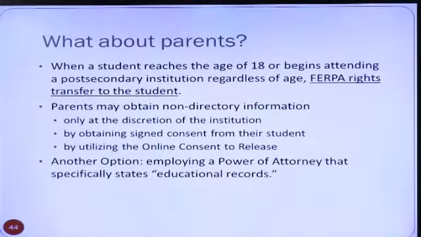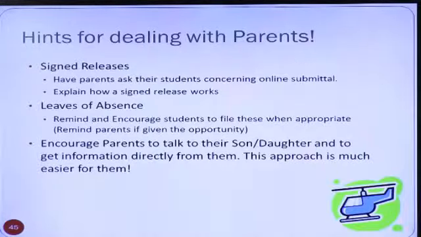Another option: if a parent has what's called a power of attorney that specifically states educational records, that's a way they can get information about their student without consent. We don't see those too often, but it is a way they can do it. We don't really advertise it, but if they have one, we comply. Like I said, with parents, sometimes they'll call and they want information. The signed release is the best form for them to get information, or the online consent.